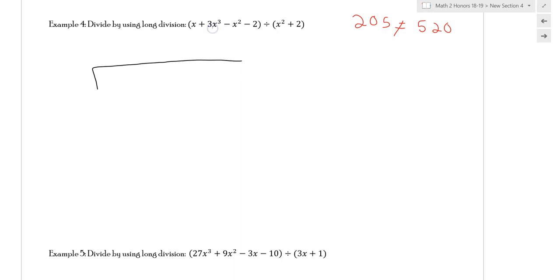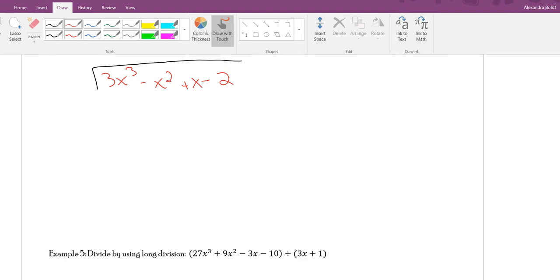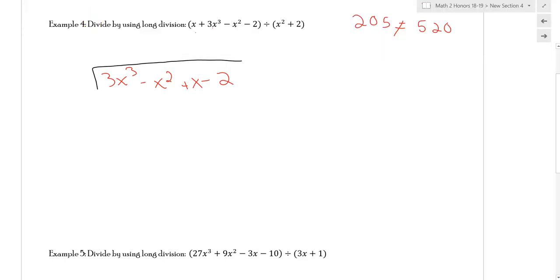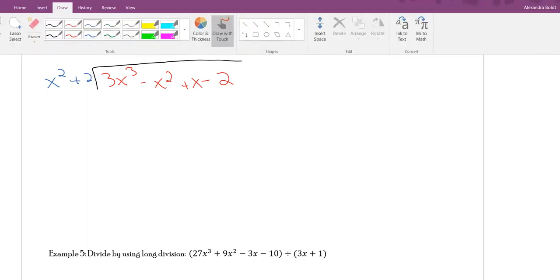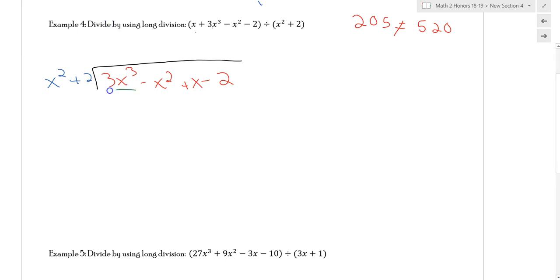So I'm going to start with my x cubed, then my x squared, then my x, then, I didn't actually write an x, then my minus 2. Okay. Okay, and we are dividing by x squared plus 2. Okay. So we're going to start by dividing 3x cubed and x squared, right, just the first ones. 3x cubed divided by x squared. So 2 x's are going away. So that's just x. Again, I'm going to put it over the x spot.